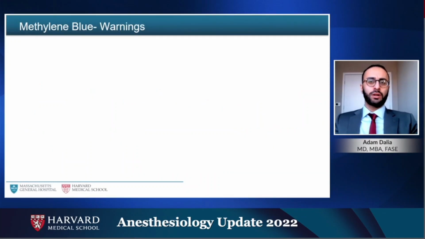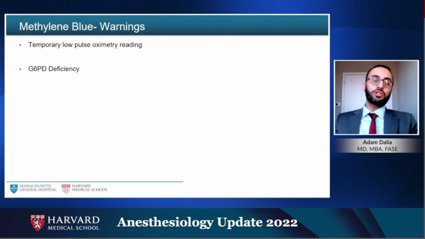So what are some warnings, side effects, or cautions for methylene blue? You can have a temporary low pulse oximetry reading. For patients who have G6PD deficiency, you need to be cautious about giving methylene blue because it can cause hemolysis in these patients. This may sound like a relatively uncommon deficiency, but in actuality, G6PD deficiency is the most common enzymatic defect. It occurs in about 5% of the population.